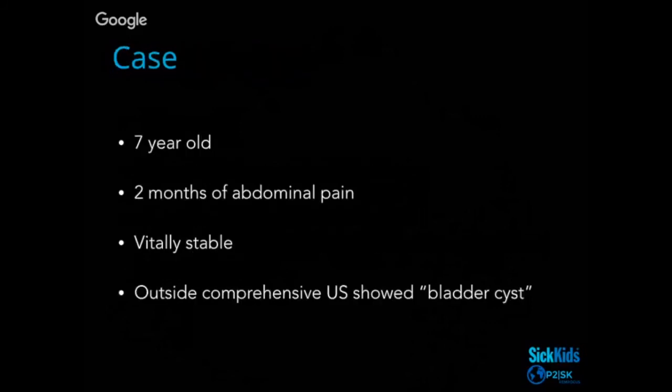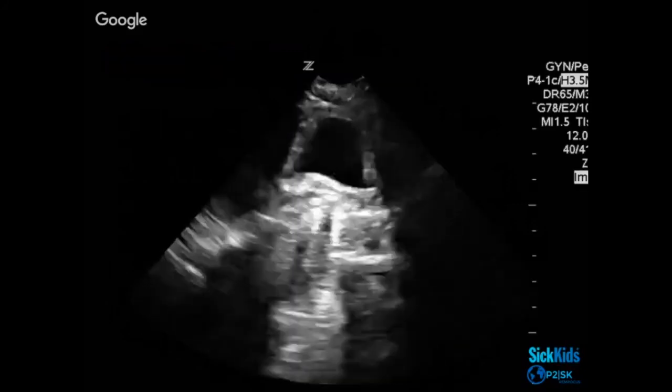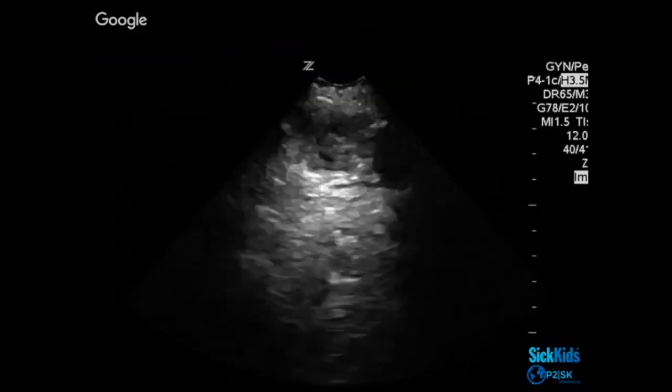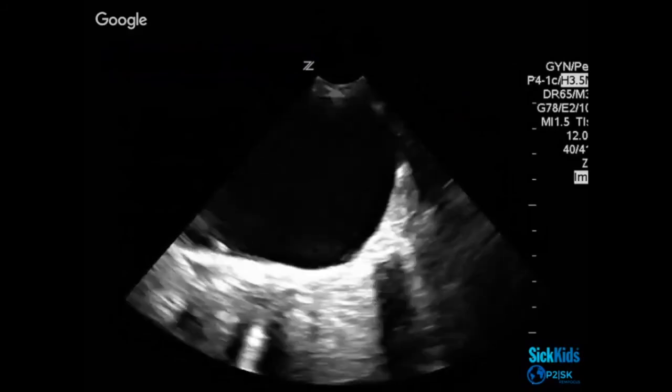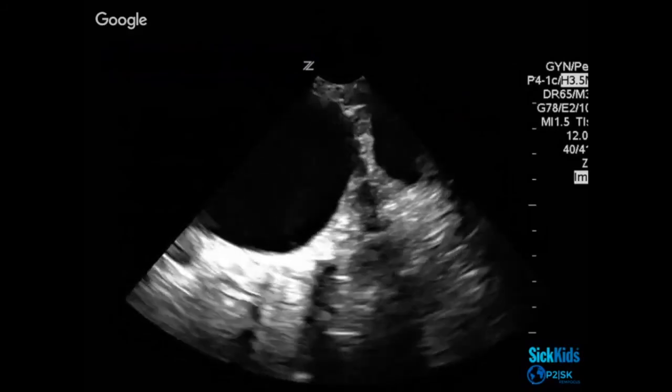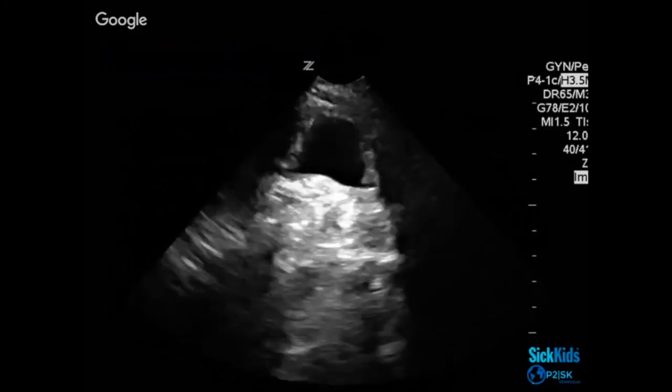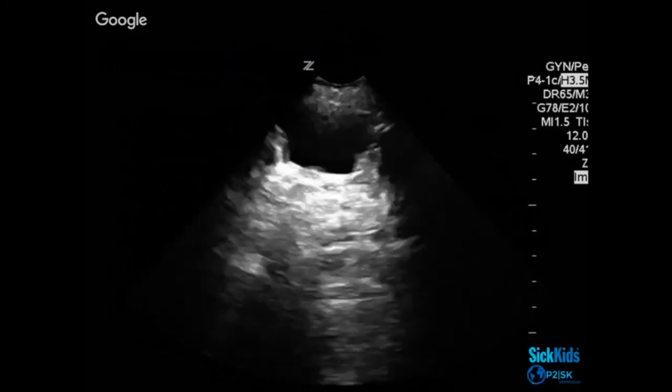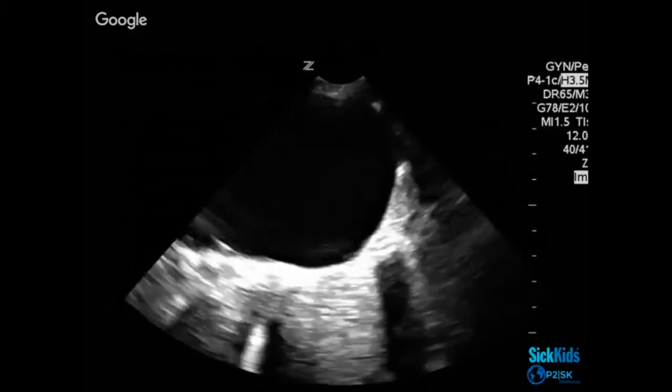Okay, our next case is a 7-year-old with 2 months of abdominal pain, vitally stable. An outside comprehensive ultrasound showed a bladder cyst, and so the parents came in to get some form of definitive management for this bladder cyst. So which of these two hypoechoic areas do you think is the bladder?